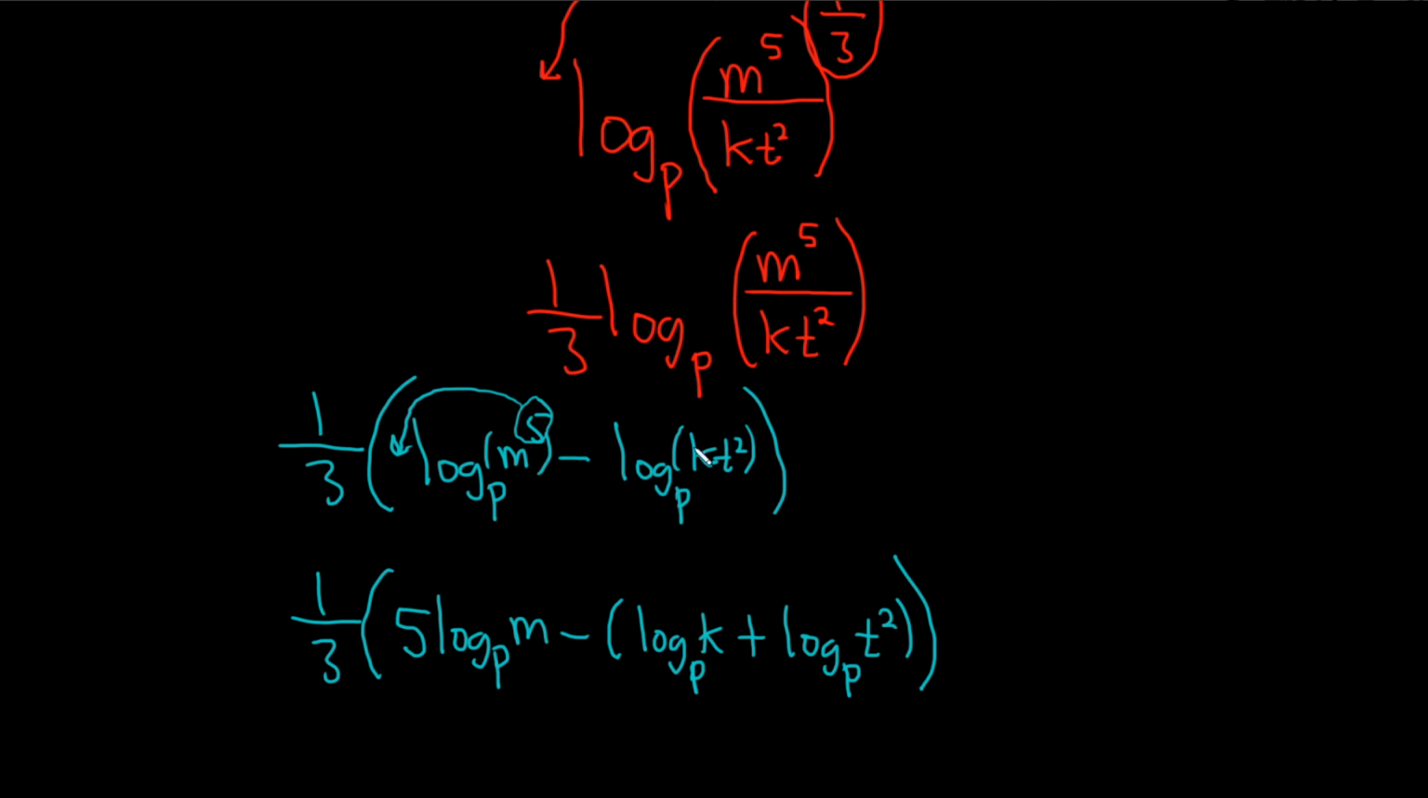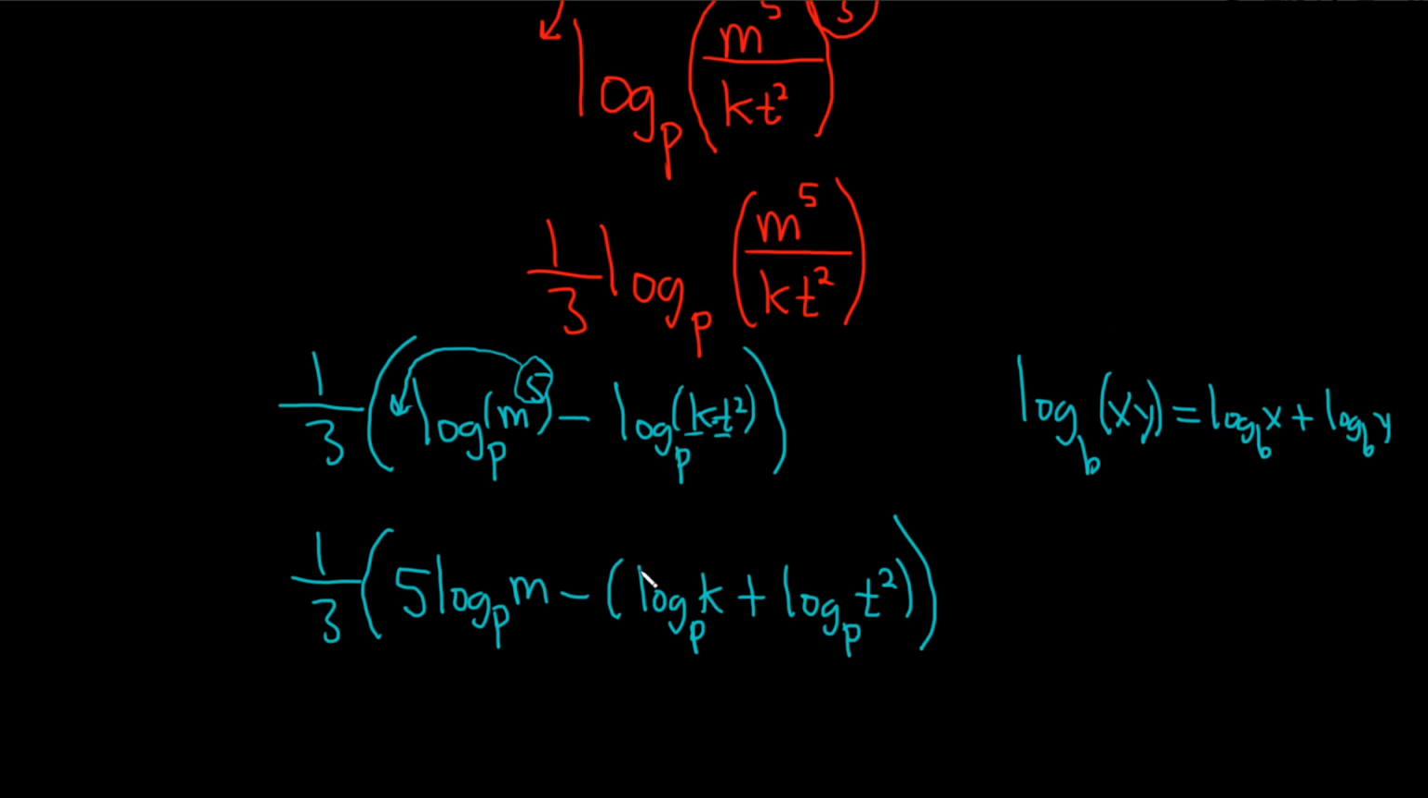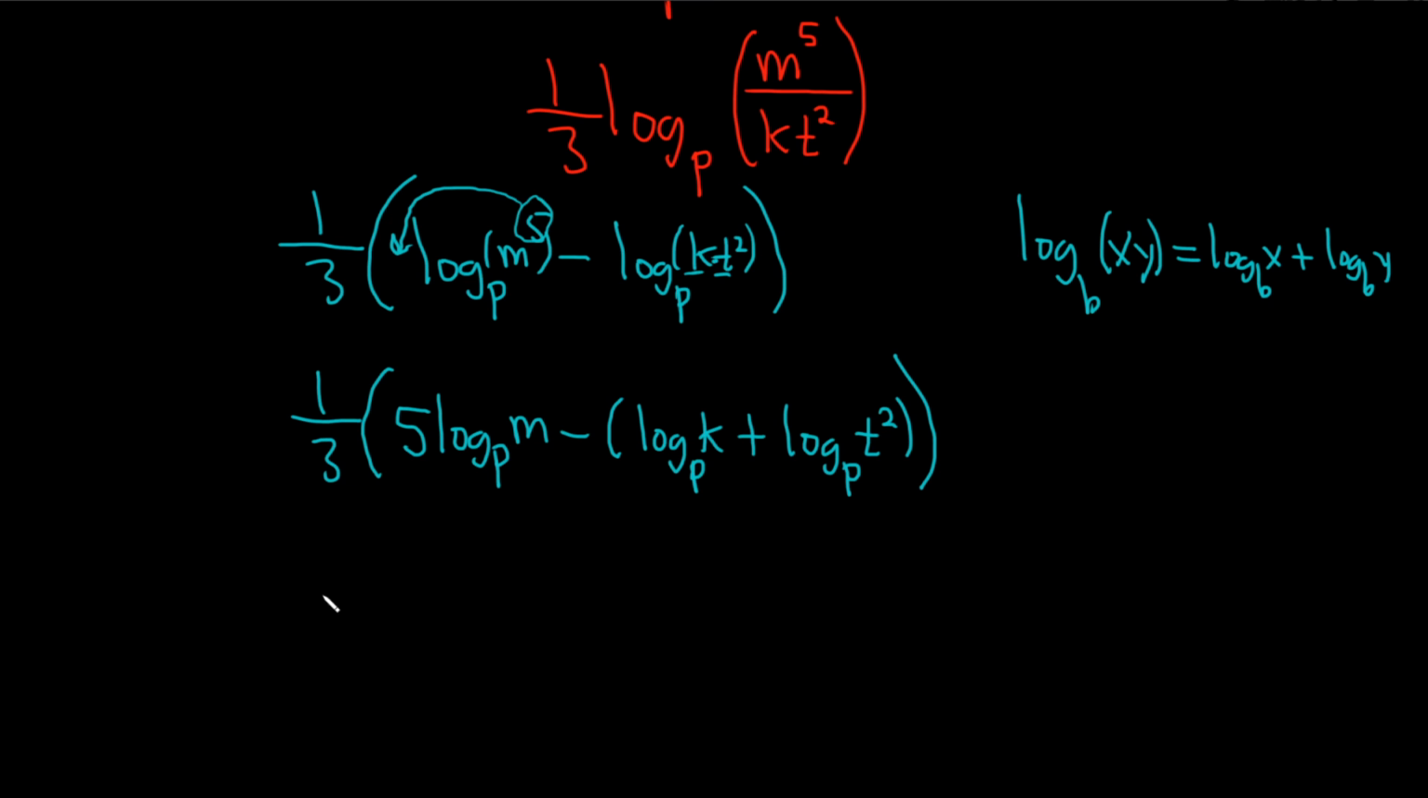Okay, this is the product rule. The multiplication turns into addition. I'll write it over here for you. If you have the log base b of, say, x times y, this becomes the log base b of x plus the log base b of y. It's called the product rule. So we're using that here. Just take the log of each piece and add. All right, I think we can finish in the next step maybe.